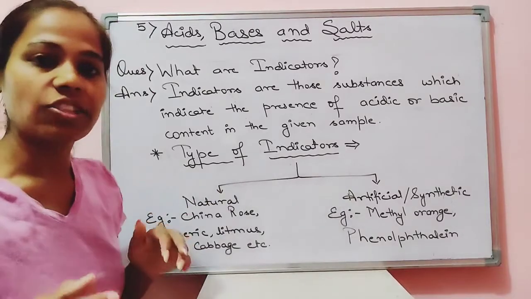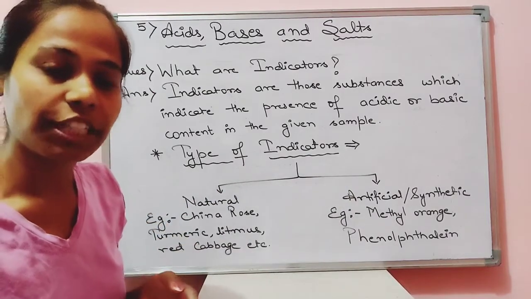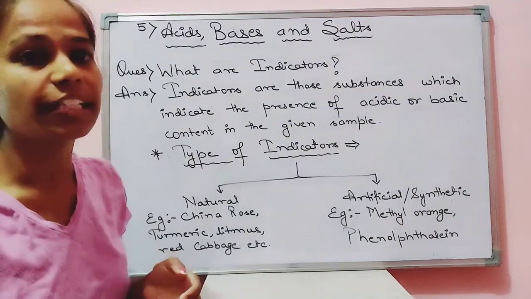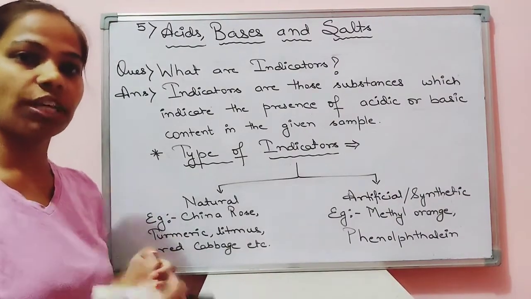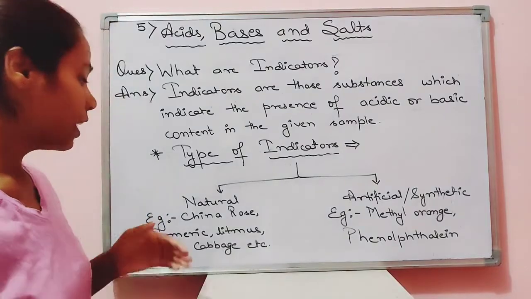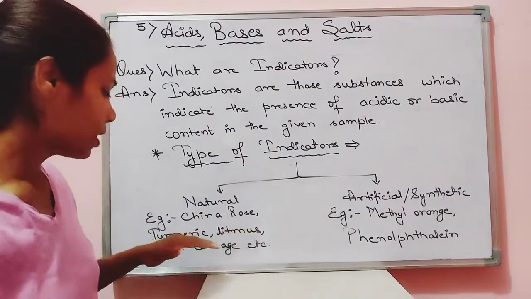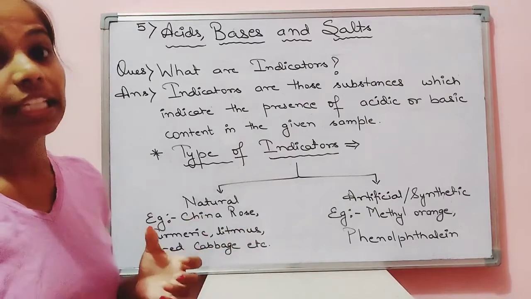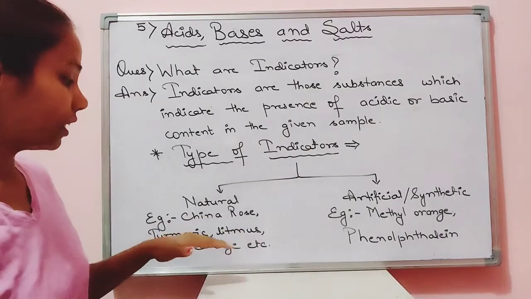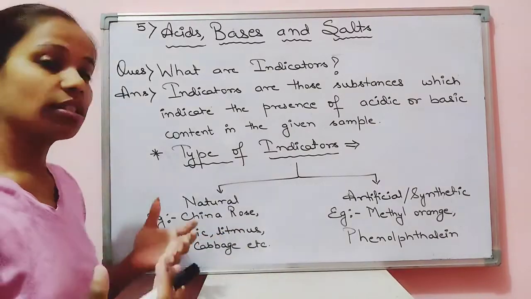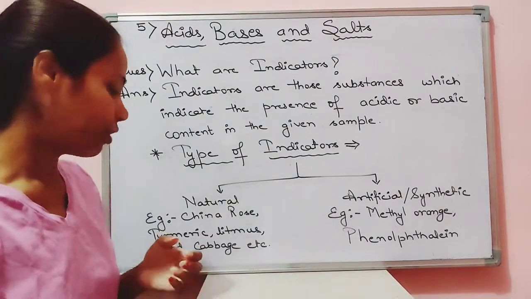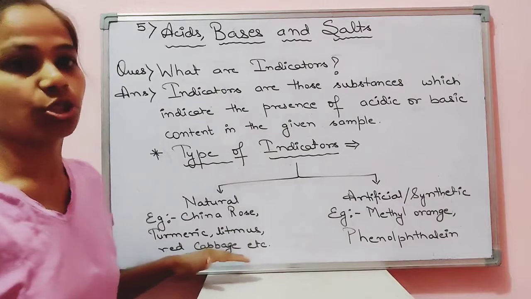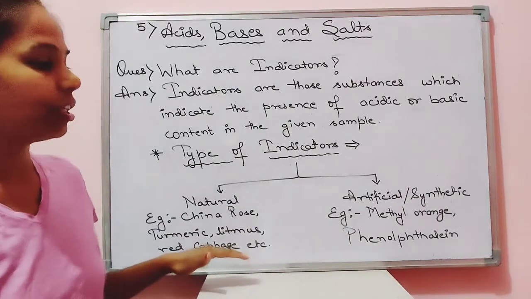In the previous lecture, I had given you certain activities in which you had prepared the indicators by yourself. We can prepare them naturally. We can prepare them at our home. Fine. Like China rose solution, then the turmeric solution, these can be prepared by ourselves. Then the litmus solution is prepared from lichens. Fine. Then red cabbage solution. This can also be prepared naturally, children.